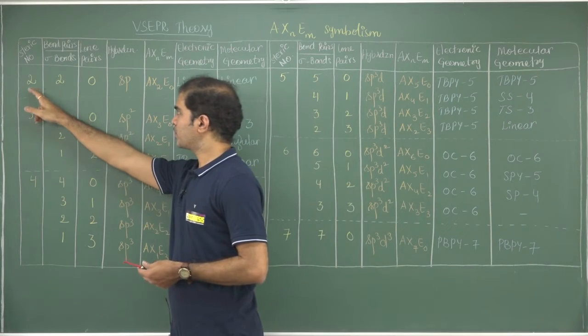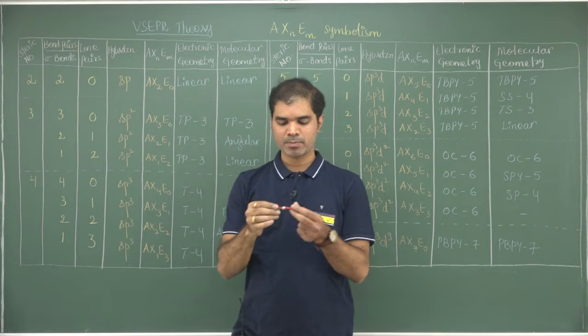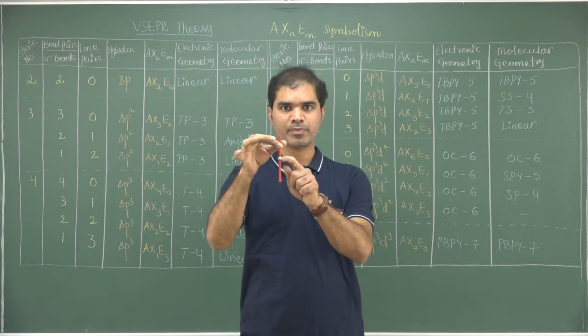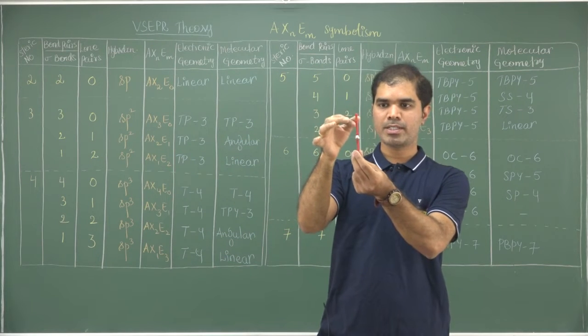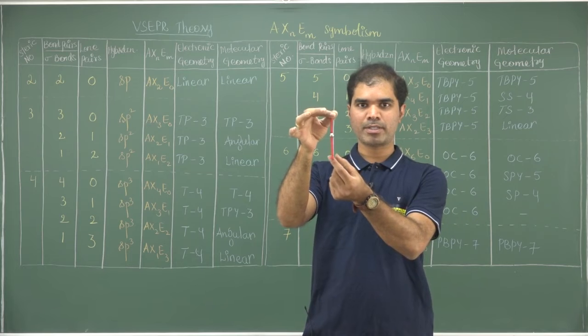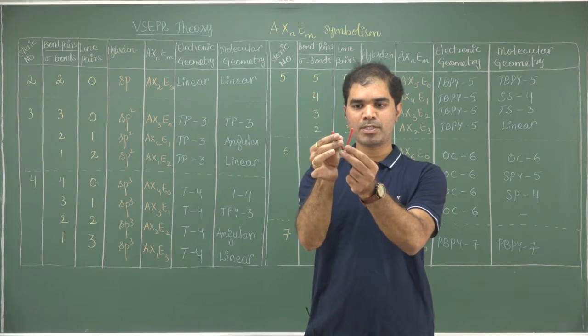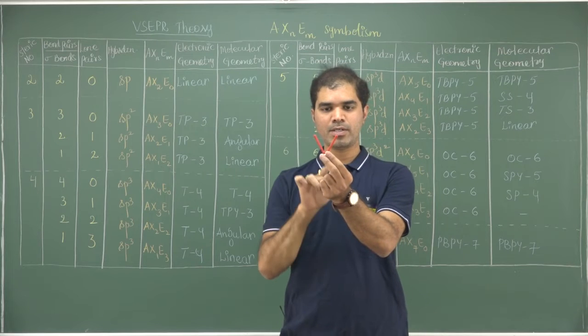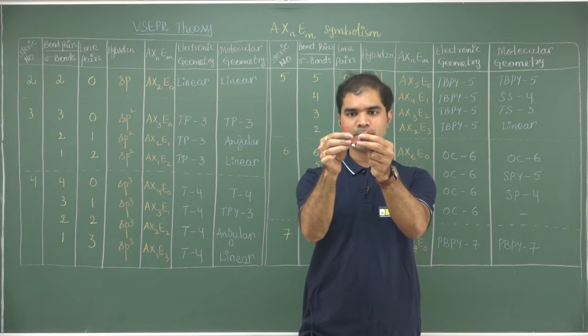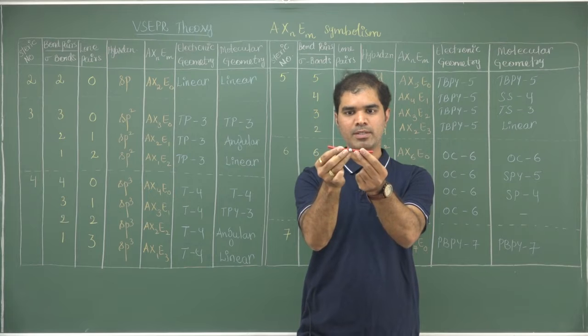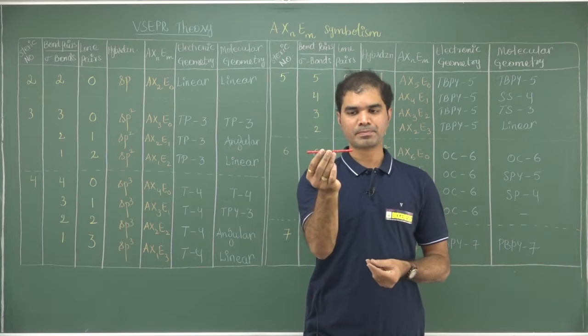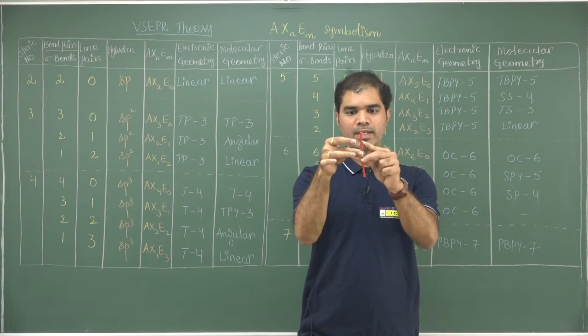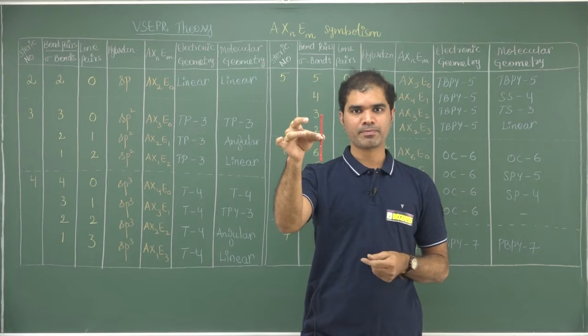For steric number 2, there are 2 sigma bonds. Suppose I am taking a central atom; you can consider one bond pair and a second bond pair. If I put these 2 bond pairs very close, repulsive forces will dominate, and due to these repulsive forces, these 2 bond pairs try to move away from one another to the largest possible extent, and this gives an angle of about 180 degrees.